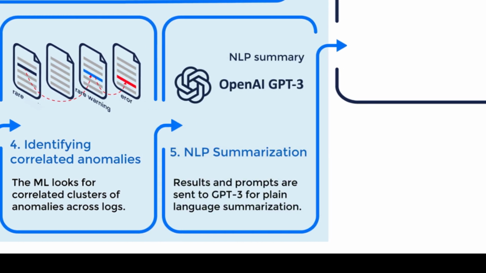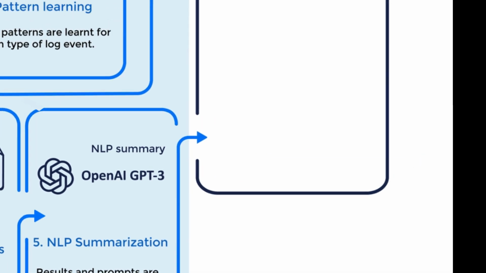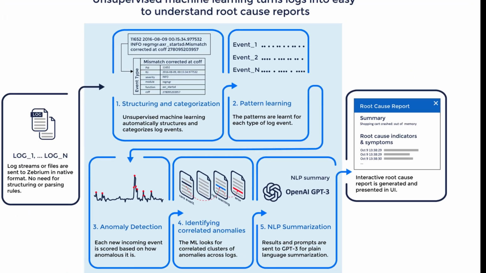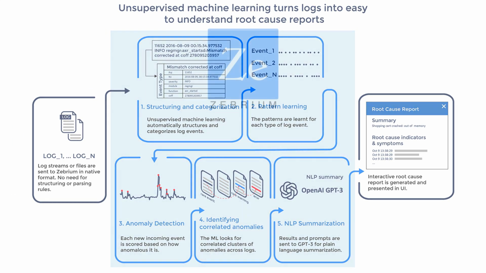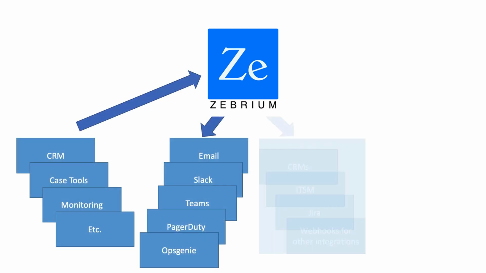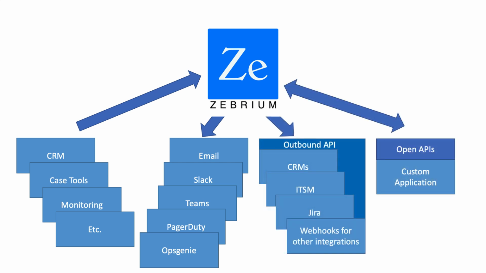Next, we use GPT-3 to generate a plain language summary of the problem. We also generate the word cloud at this stage. And finally, this is all put together into an interactive root cause report that is available in the UI. Using Zebrium in your own environment has never been easier. Zebrium integrates with almost any kind of CRM, bug tracking, or other application via a comprehensive set of open APIs, as well as many built-in integrations.